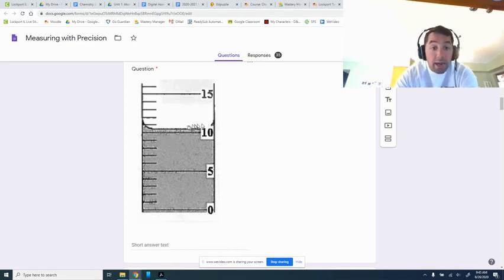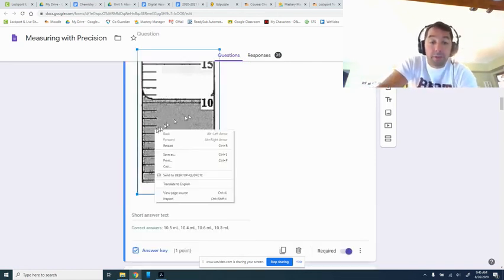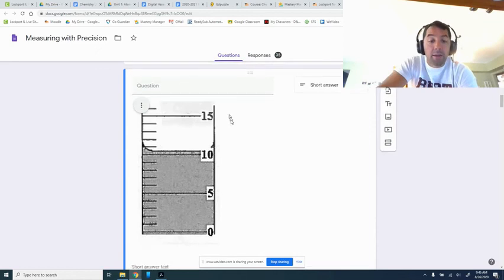Now, the 10, that's our tens place and the ones place, but the ones place is the important part. That's our certain digit. And now we're going to make our estimated digit in the tenths place.